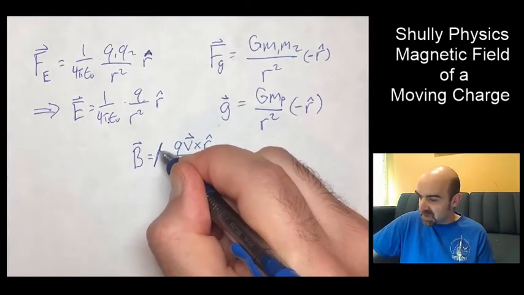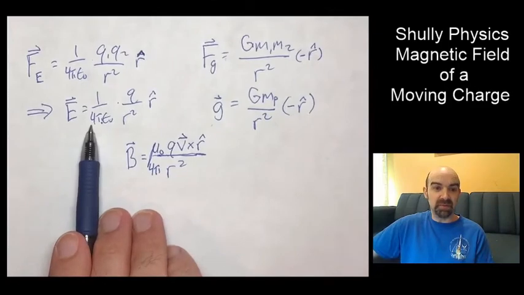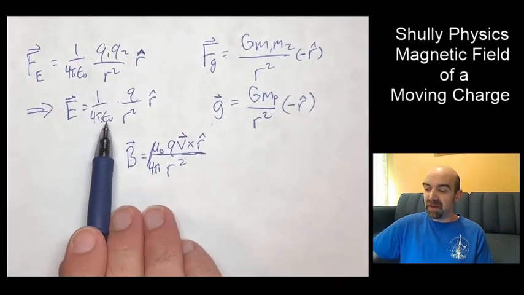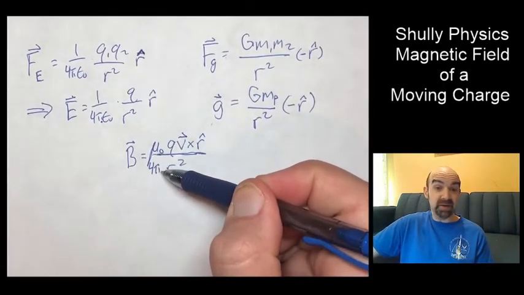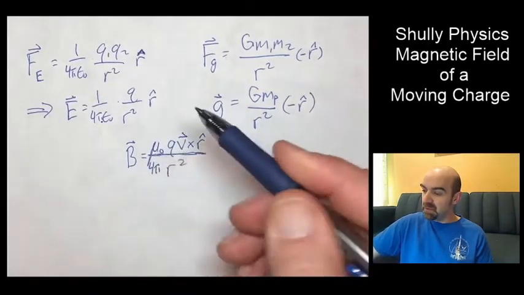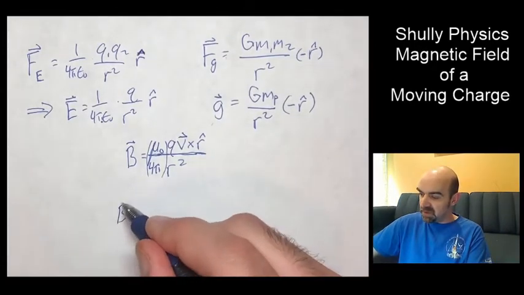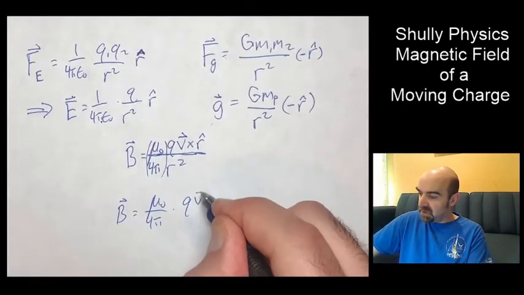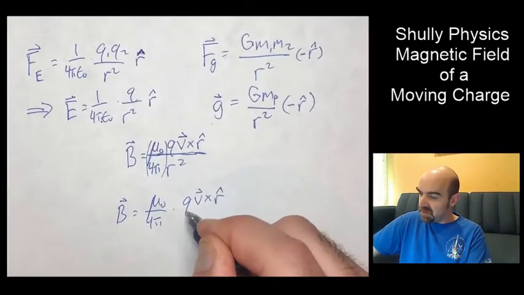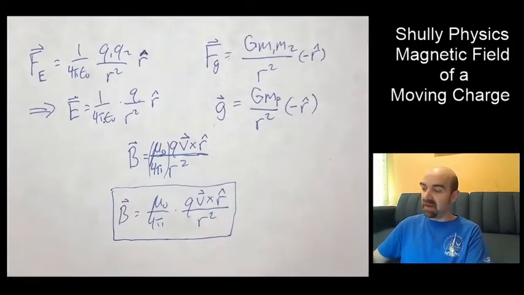Out here, the constant is mu naught divided by 4 pi, very similar to the electric field, which is 1 over 4 pi epsilon naught. Here we have mu naught divided by 4 pi. 4 pi is still in the denominator, but the mu naught is in the numerator. So there is this constant in front of the magnetic field, and this is the formula we're looking at. To rewrite that, we'd have mu naught over 4 pi times QV cross R hat divided by R squared. And this is the magnetic field produced by a moving charge.